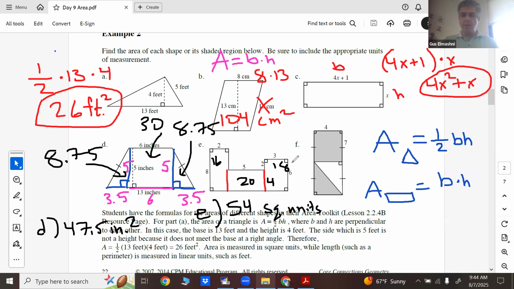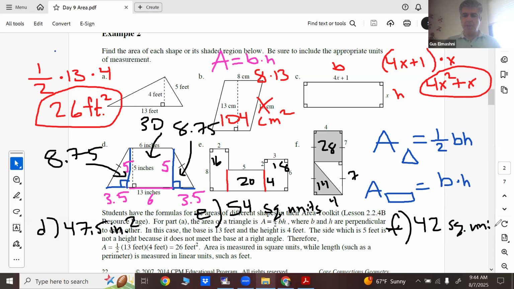And for part F, we'll only do the shaded part. So that's 28, and that's half, that's 14. We kind of just notice it, right? Because they're all equivalent. So you get 42 for F. And again, we'll say square units.